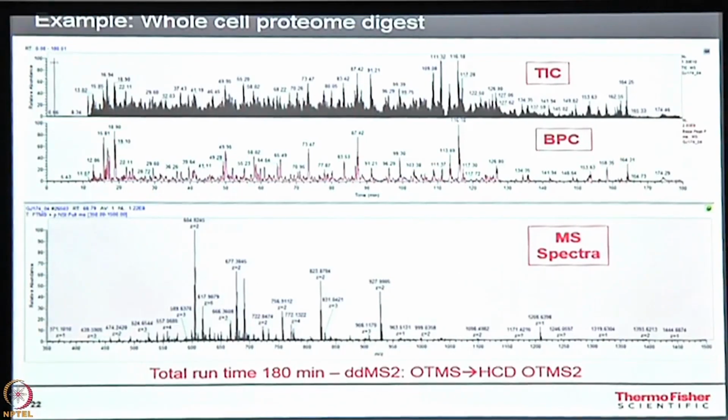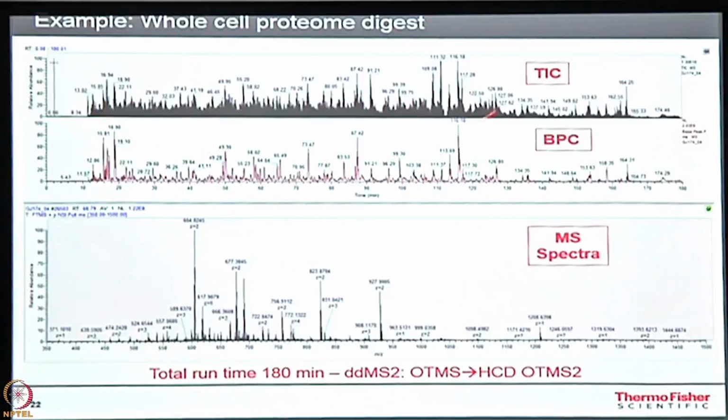It's a whole cell lysate. The first window tells the TIC, total ion chromatogram. Like in HPLC you get a UV chromatogram, here we get a chromatogram on the basis of total ions, so that's why it's called the total ion chromatogram. The second window is the BPC, base peak chromatogram, on the basis of the highest intensity peak for each retention time. So that is called the base peak chromatogram.